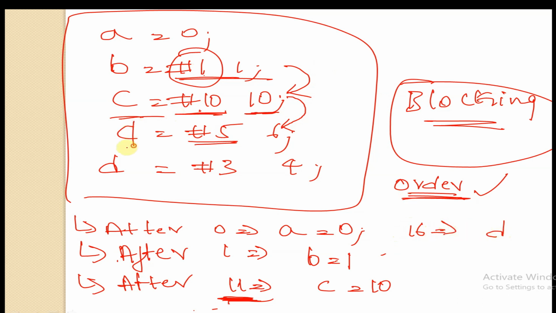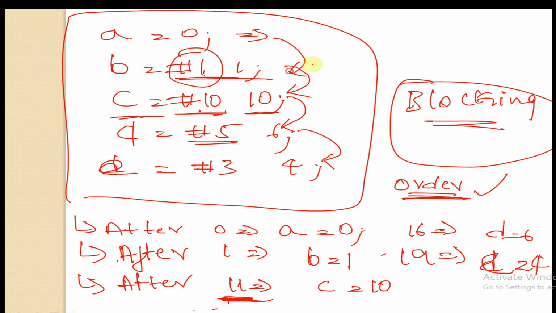Sorry, here it is d and it is e. We will get the value of d is equal to 6. And after completing 16 plus 3, that is 19 time units, we will get the value of e, that is equal to 4. So after 0 time units, we will get the value of a, after 1 time unit the value of b, after 11 time units the value of c, after 16 time units the value of d, and after 19 time units the value of e.